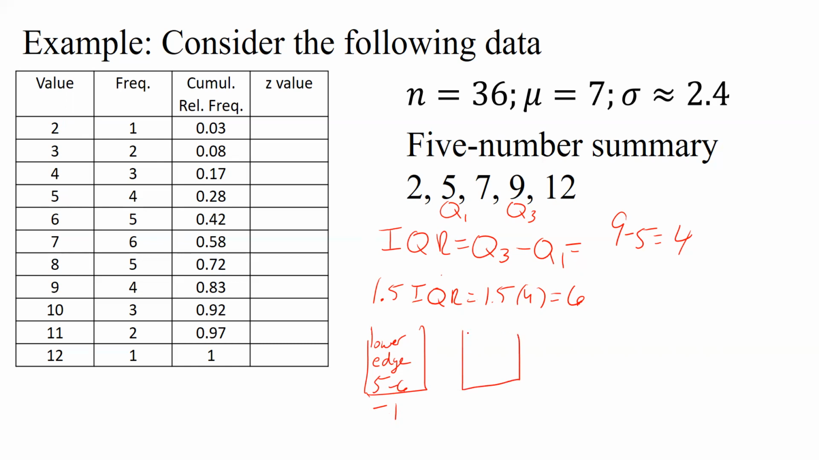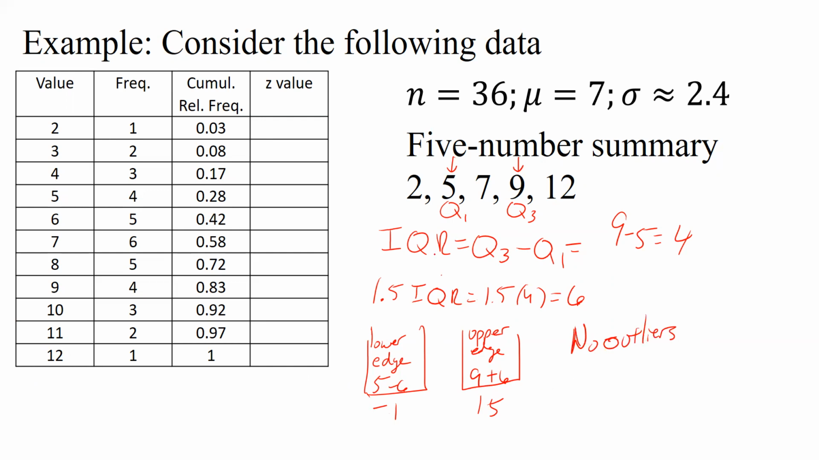And our upper edge is going to be 9 plus 6. So we're using the Q1 and the Q3, the 25th percentile and the 75th percentile, and we're adding that 1.5 times the interquartile range to check for those edges of the outliers. And again, 15 is the upper end, our highest value is 12, we're good. So this has no outliers.